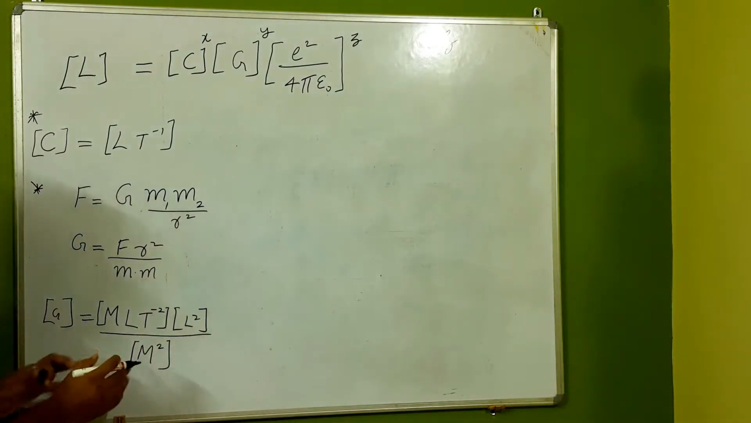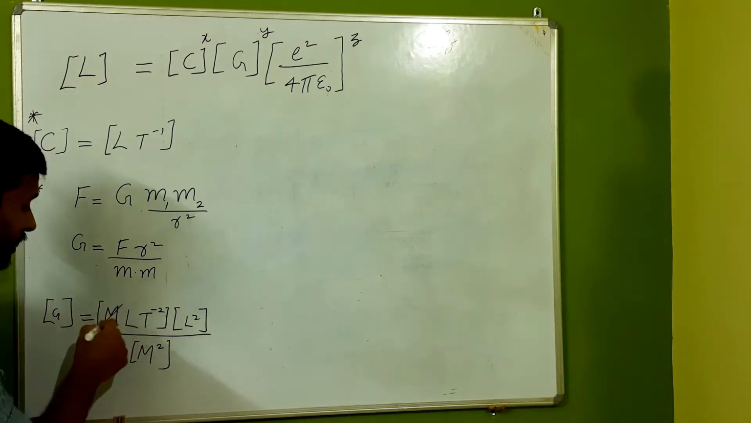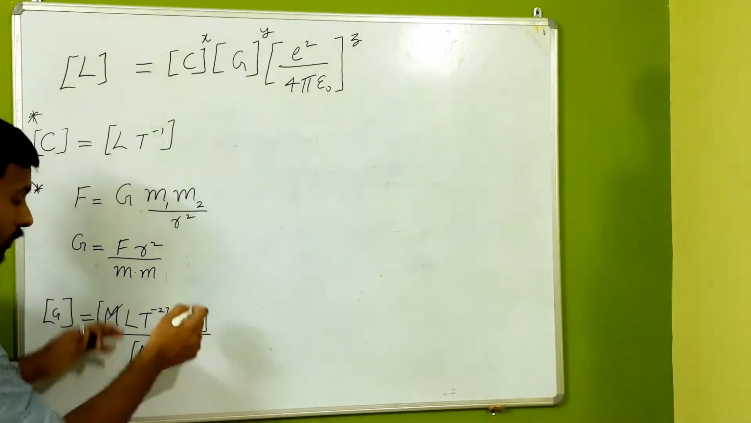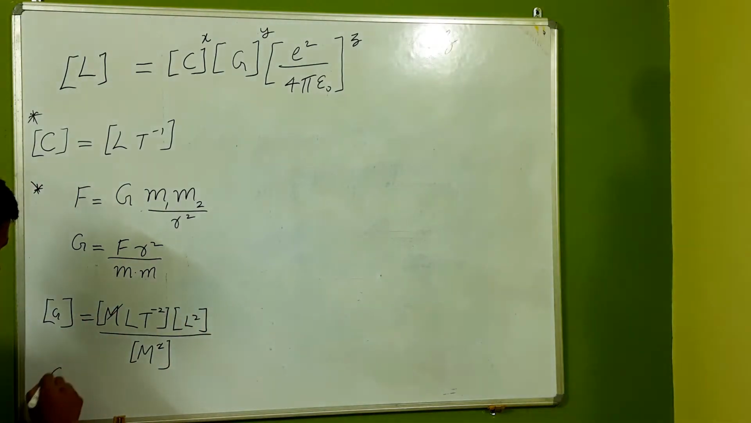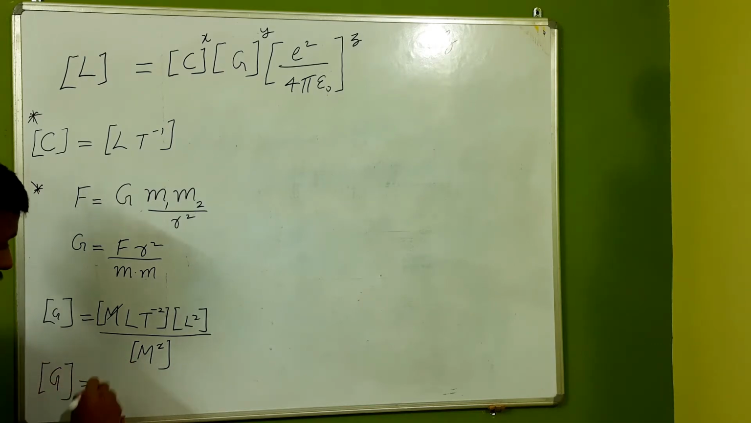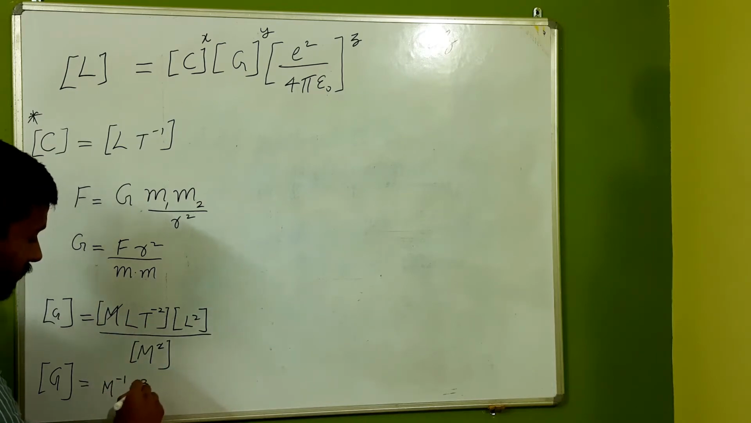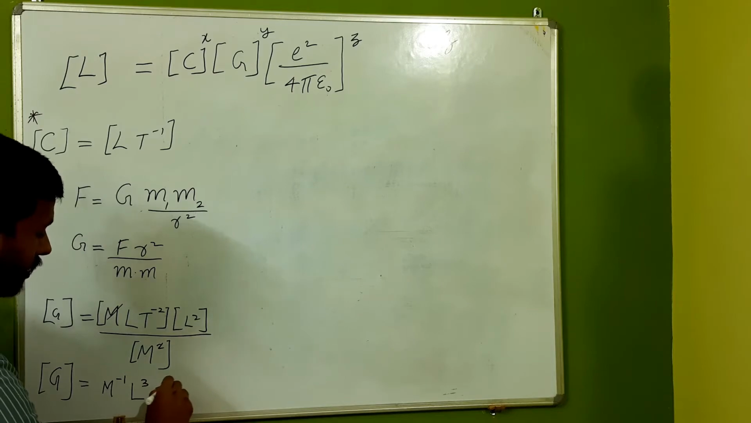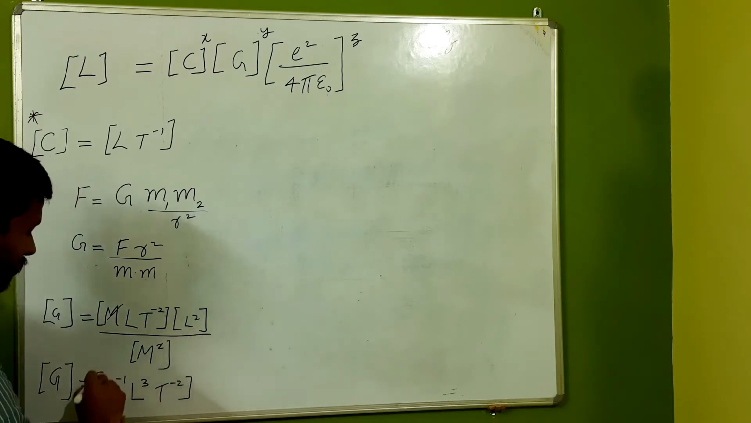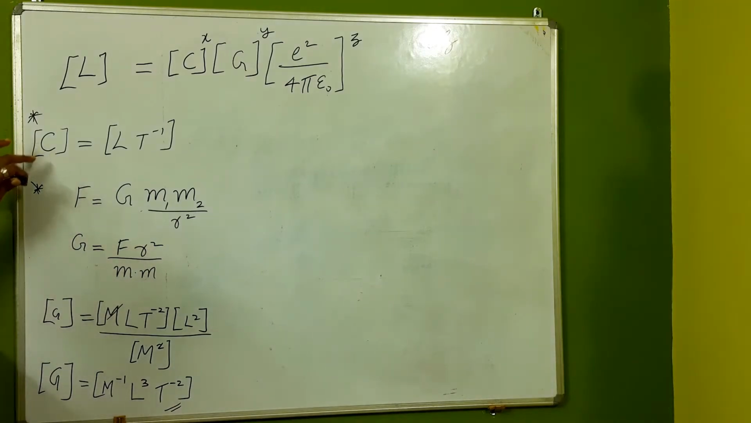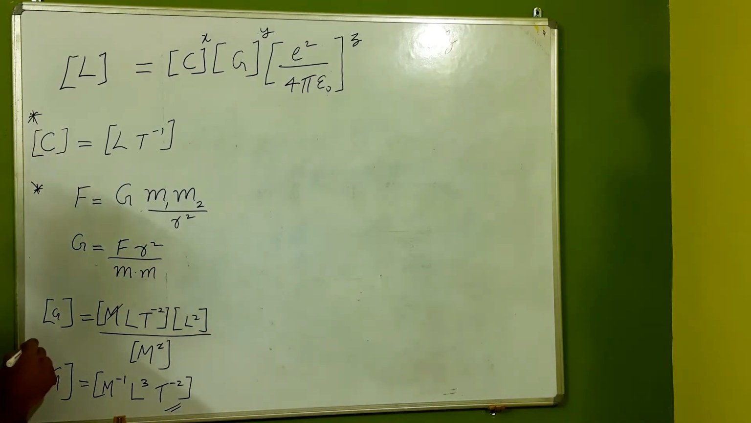So from these we get the m and m square cancels, this L and L square combines, and we will get the dimension of G equal to m raised to minus 1 L cube t raised to minus 2. So this is the dimension of G. So we found out the dimension of c, and the dimension of G also we have found out.